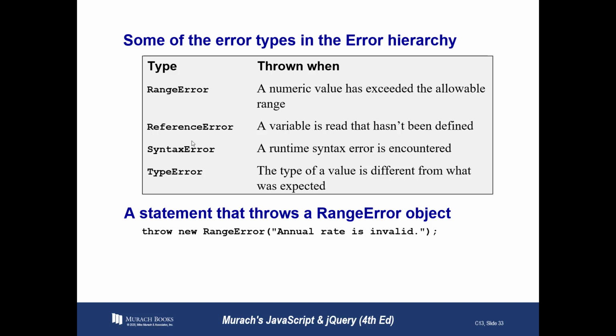There are built-in errors in the error hierarchy. Notice there's a range. So again, we could set something like that up. A reference error, where you're trying to work with a variable you haven't defined yet. Some kind of a syntax error, which really shouldn't happen. And some kind of a type error, where you're working with a data type that you're expecting to be one thing and it's something else.